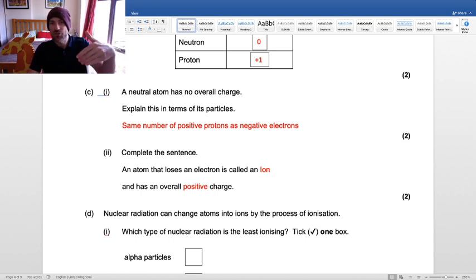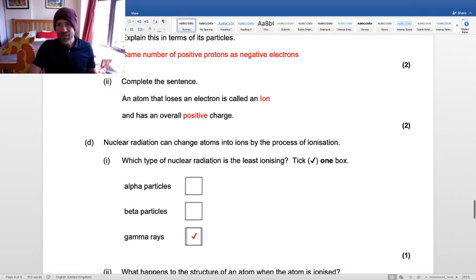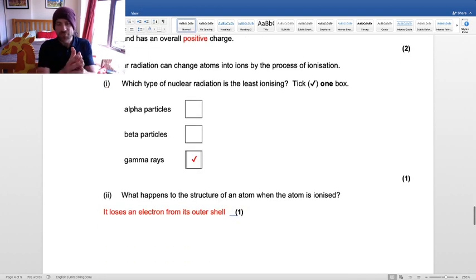Atoms that lose electrons are called ions. That's why it's ionization. And overall, if you lose a negative electron, you've got 1 more proton now than electrons because you've lost an electron, so you're overall positive. Okay. Gamma is the least ionizing. It is ionizing, but it's the least ionizing. And like we said before, if atoms are ionized, they lose an electron from their outer shell. They can gain electrons to become ions, but when we're talking about radioactivity, it's about them losing electrons, them being knocked off by alpha, beta, or gamma.